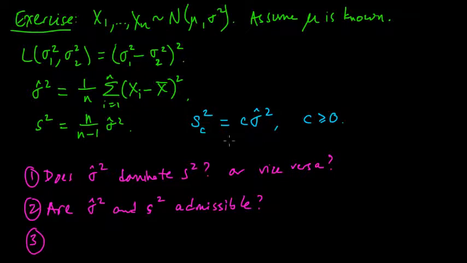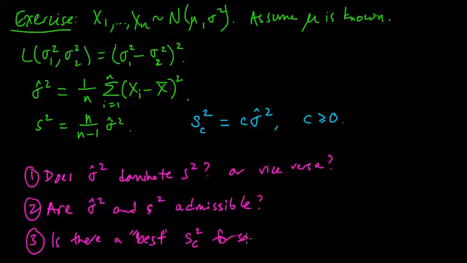And third, thinking about this, as c ranges over non-negative numbers, is there a best, in quotes, S_c squared? When you work it out, I think you'll see what I mean by this. In other words, is there some choice of c that gives you a best S_c squared? And if you can find that, does it coincide with one of these?